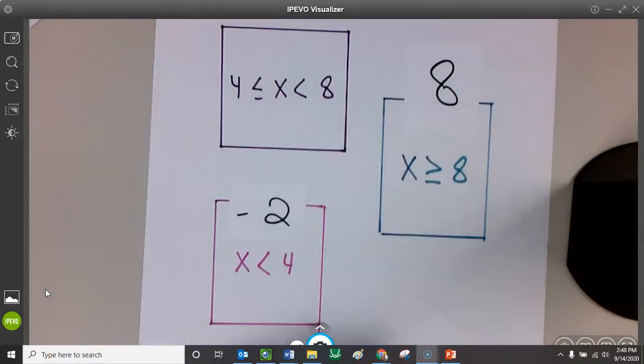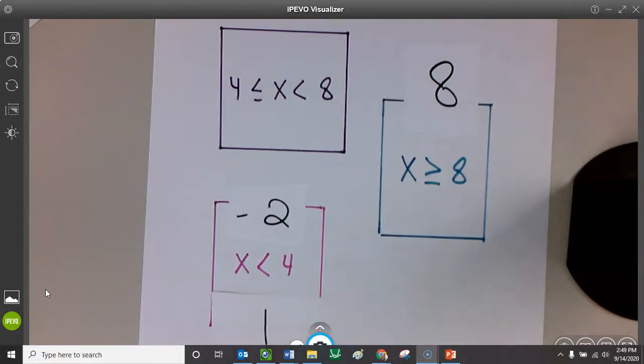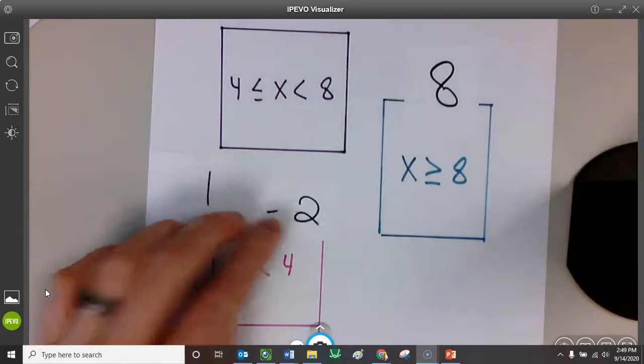How about another one? 1. Where does 1 go? Less than 4. It's definitely less than 4. It goes in the pink bin as well. So we have these little intervals where numbers fit in.